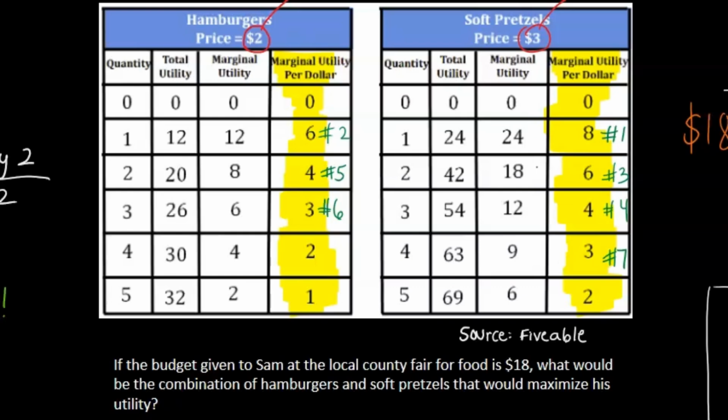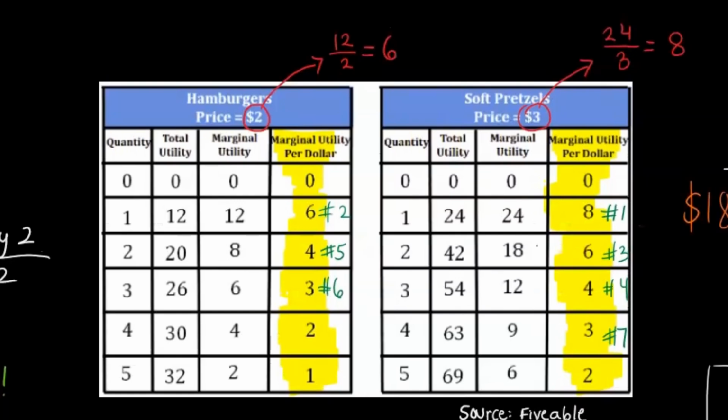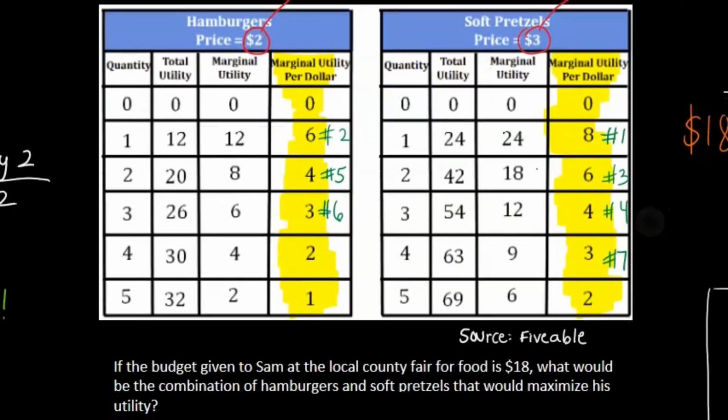And the marginal utility per dollar is also straightforward. It's simply your marginal utility divided by the cost of the product. So if we're looking at me eating one hamburger, my marginal utility there is 12 utils, okay? And the price of a hamburger is $2. So 12 divided by 2 equals 6. So I get 6 marginal utility per dollar I spend.